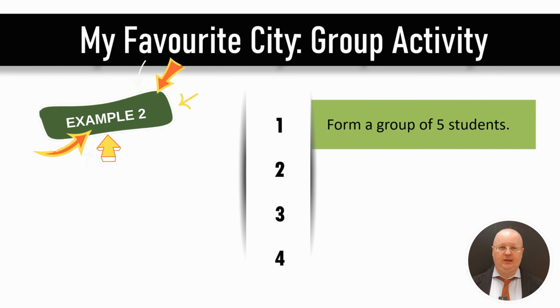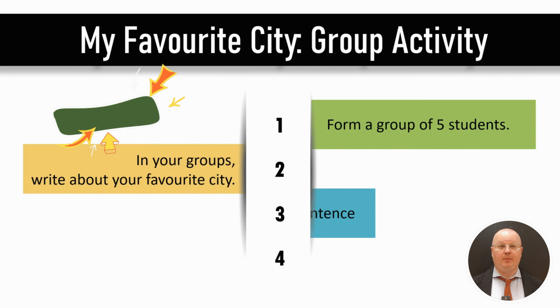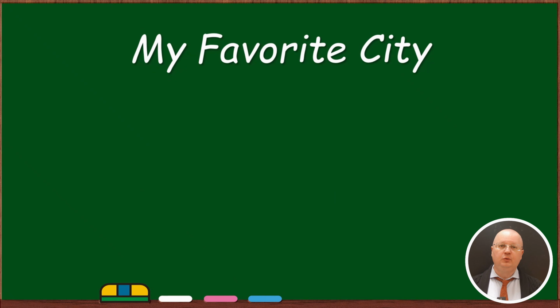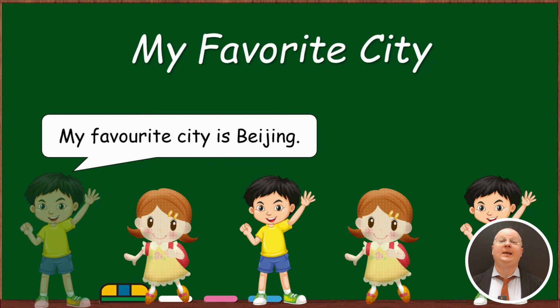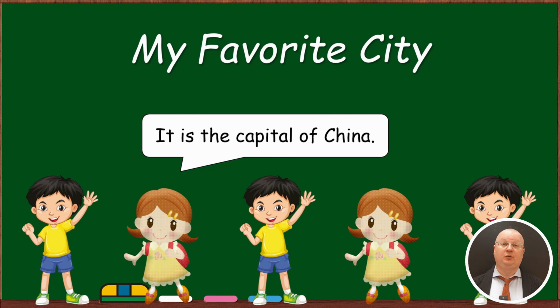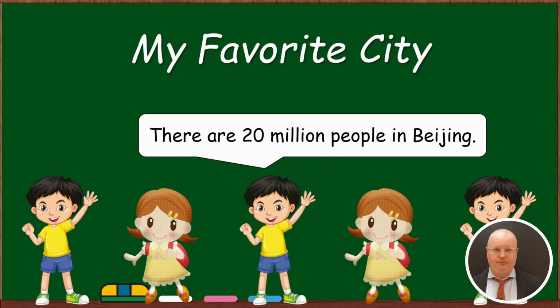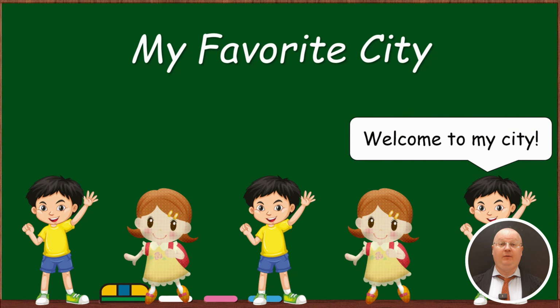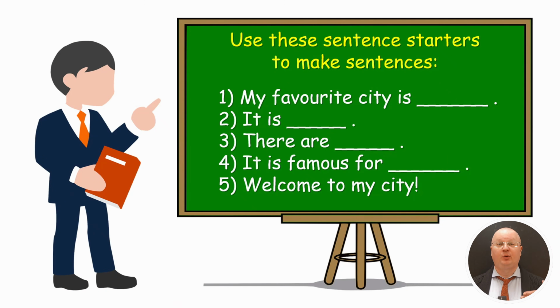My favorite city. Here's how I model this group activity. Form a group of 5 students. In their groups, they must write about their favorite city. 1 student, 1 sentence. When they finish, they must present their work in front of the class. Everyone must speak.